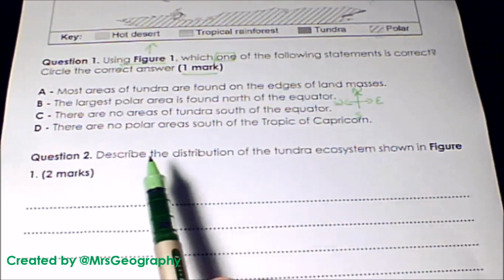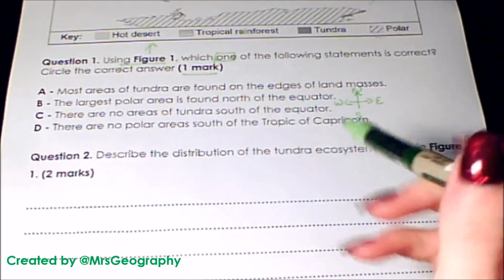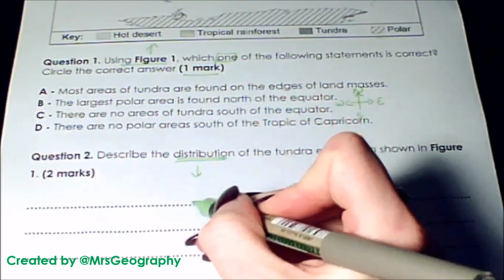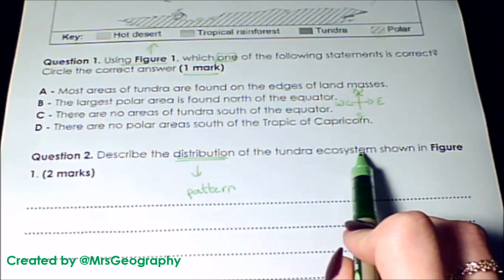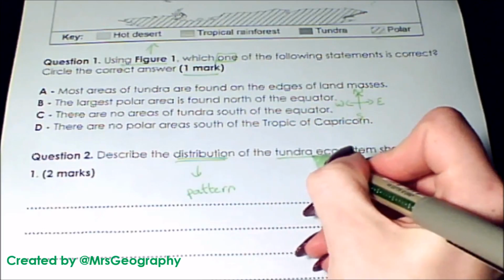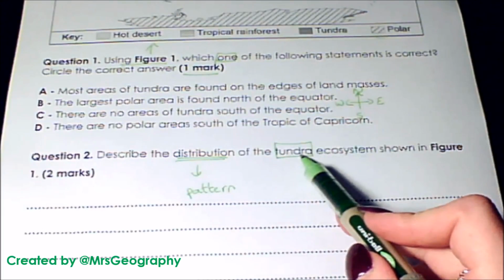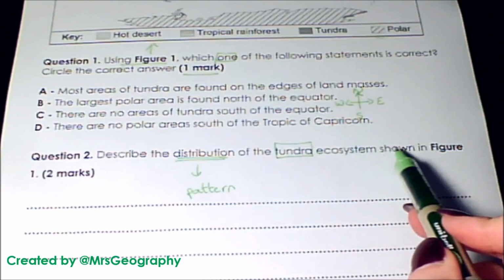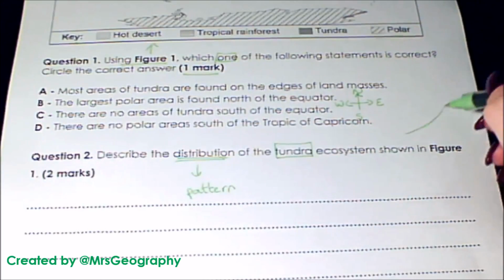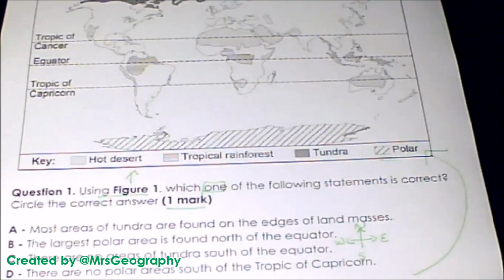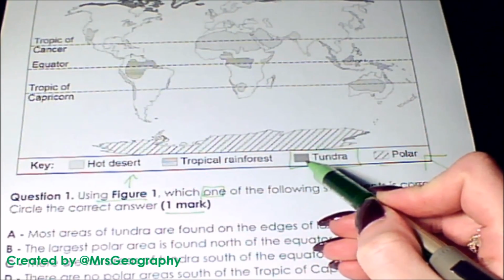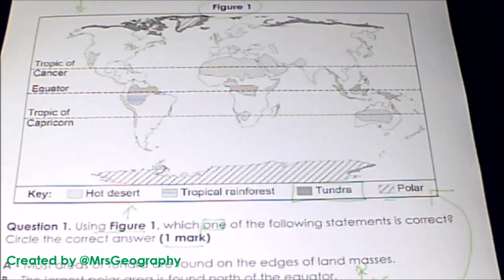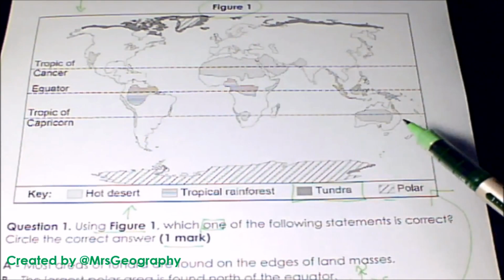Okay, if we move on to question 2. Now question 2, you've got to describe the distribution. Distribution solely means pattern of the tundra ecosystem. So it doesn't matter if you have not learned about a tundra ecosystem, but this is the one they want you to focus on, shown in figure 1. So we're referring back to figure 1. We can see that tundra is this darker shaded area using our key. So obviously we can see whereabouts it is on the figure.